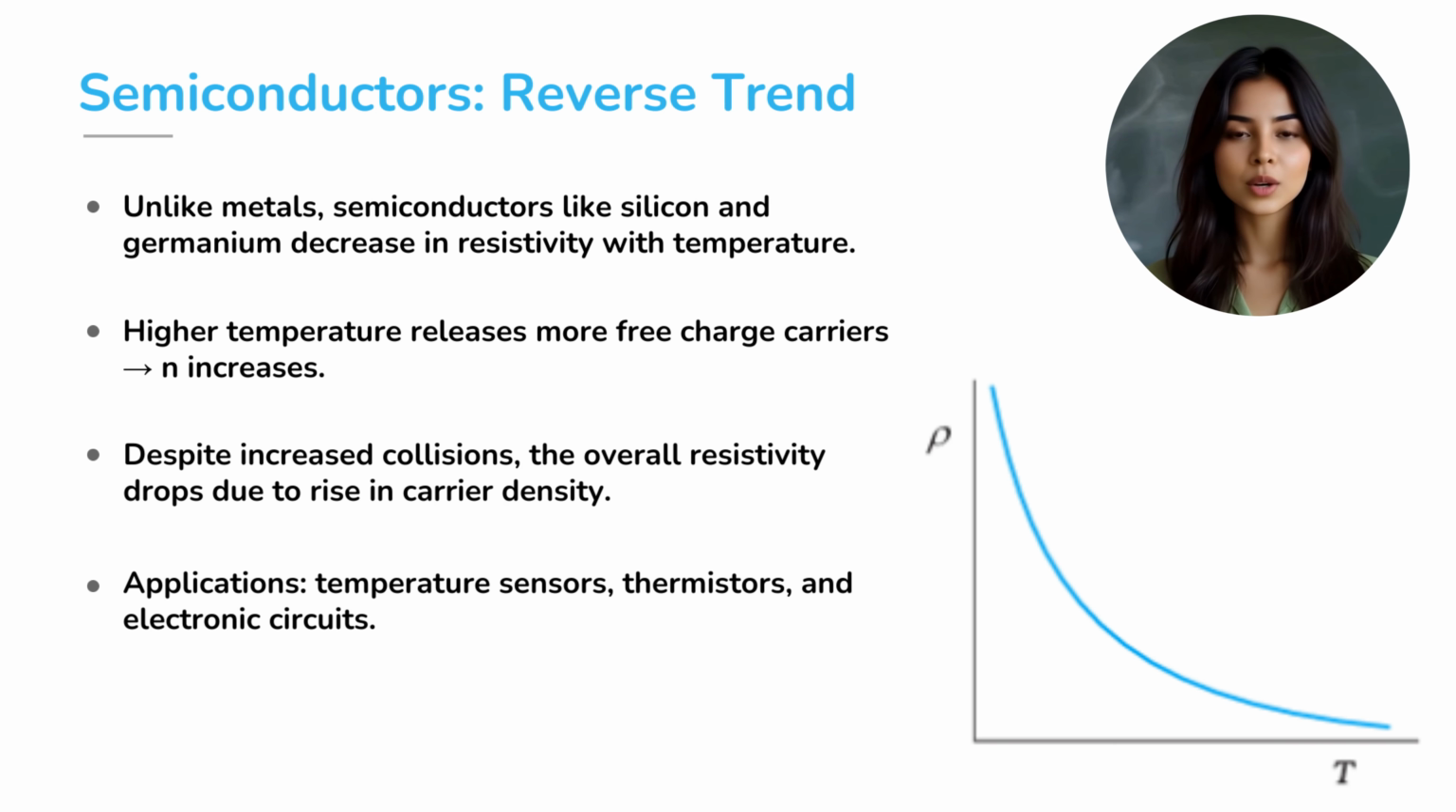Semiconductors, like silicon and germanium, act in the opposite way to metals. As temperature increases, more charge carriers become available in semiconductors. This leads to more current flow and hence lower resistivity, even though collisions also increase. That's why the resistivity of semiconductors decreases with rising temperature. In the graph, the curve for semiconductors slopes downward sharply, showing this drop in resistivity.